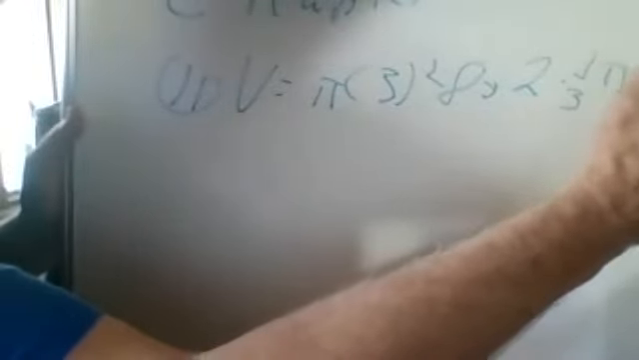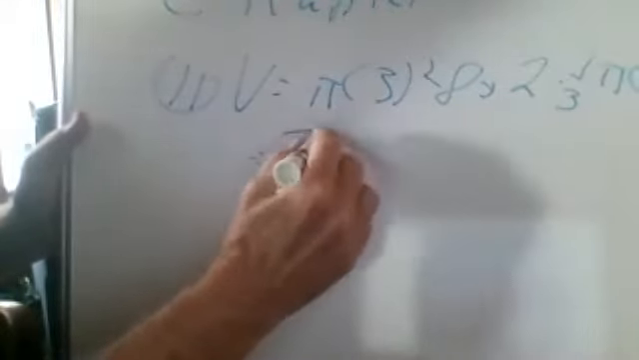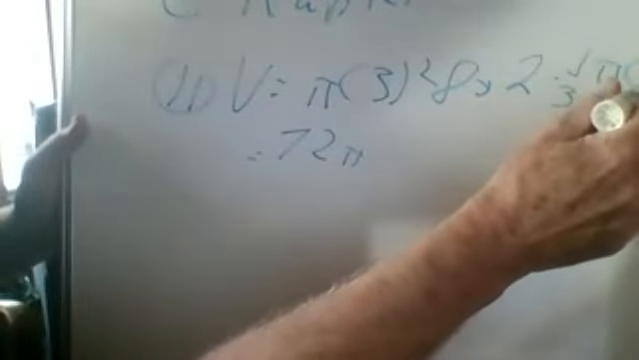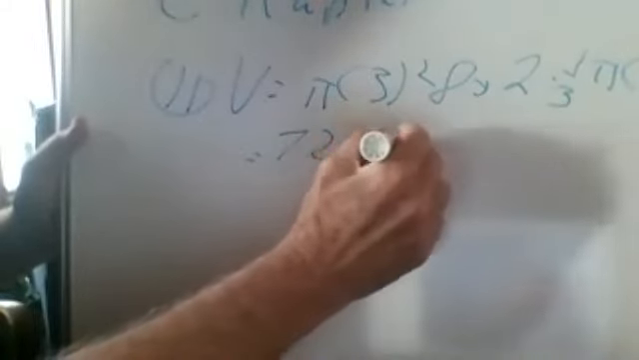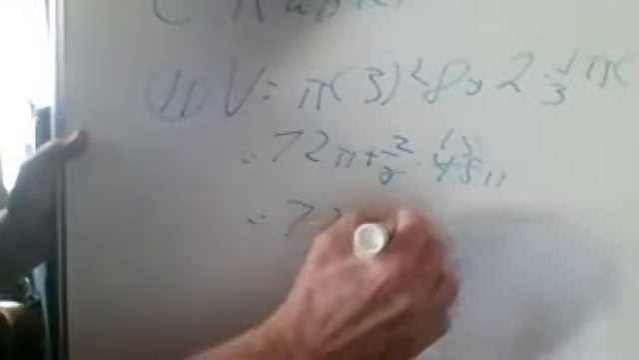So pi, still 3 squared, and the height of each cone in this case is 5. So 3 squared is 9 times 8. That's going to be 72 pi. And 3 squared is 9 times 5 is 45. So that's 2/3 times 45 pi. 3 goes into 45 15 times. 15 times 2 is 30. So that's 72 pi plus 30 pi, which is 102 pi centimeters cubed. All right, number 12.